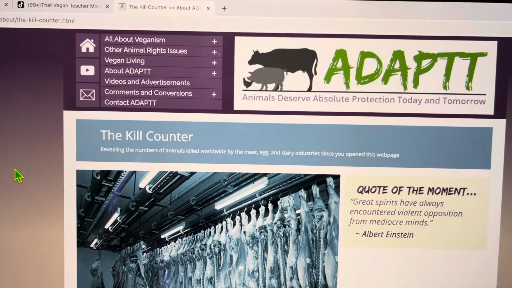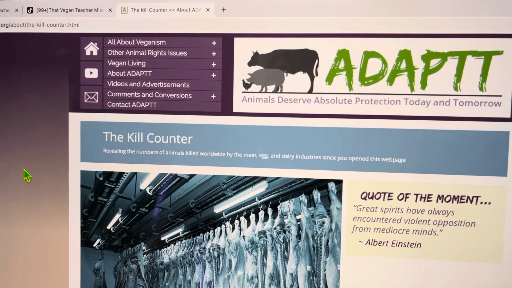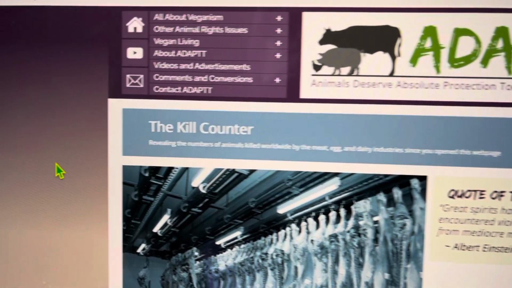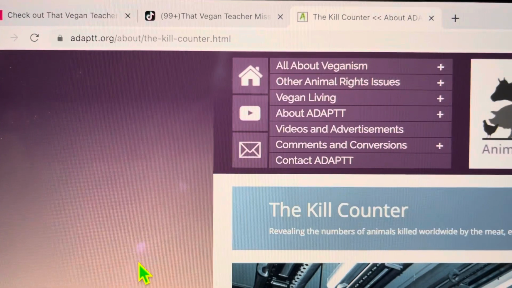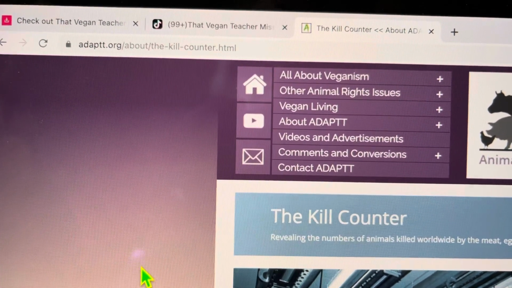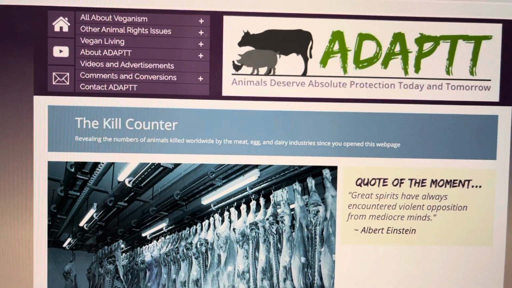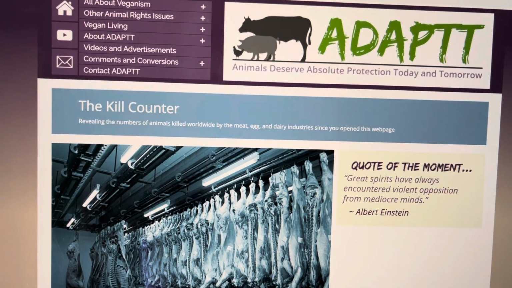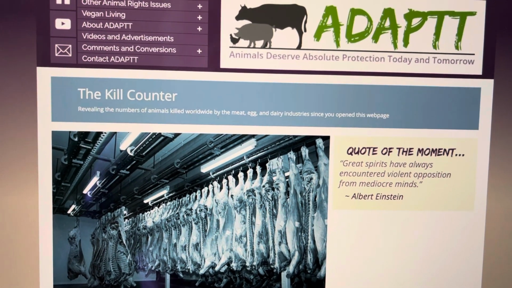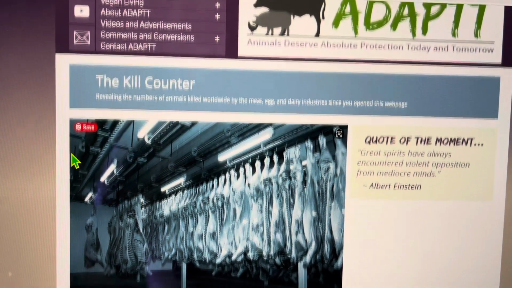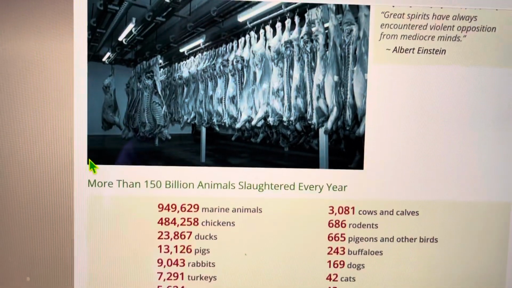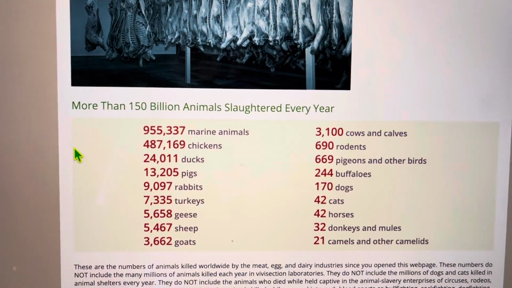Today we're going to be looking at this site called ADAPT. You can find it at adapt.org. You can see right now that we're on the part that says the kill counter. So let me show you this and tell you why I find it interesting. A kill counter basically shows us the amount of animals that have died from the moment that we turned on this site.